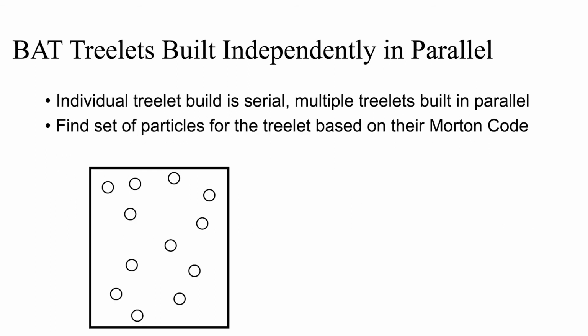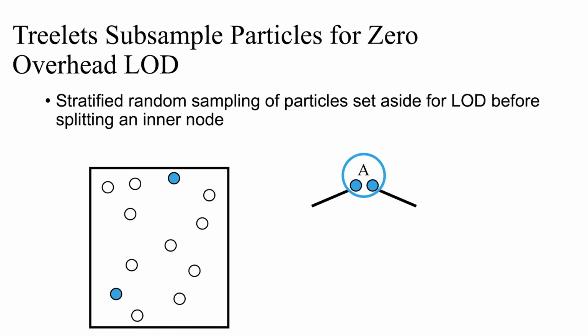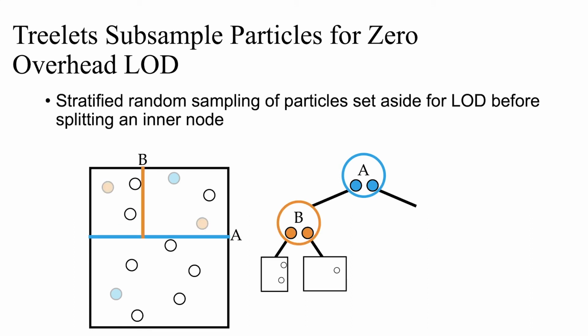The individual BAT treelet builds are serial, however each one is independent per leaf, and multiple treelets are built in parallel to each other. The first step of each build finds a set of particles for that treelet based on their Morton code. Then before splitting an inner node, a fixed number of particles are sampled to provide level of detail at the current level. So for example, the node A takes the blue particles and sets them aside, and then splits the remaining ones at their median. The same is done for B, and again. Leaves are created when the number of particles in a subtree falls below a certain threshold.